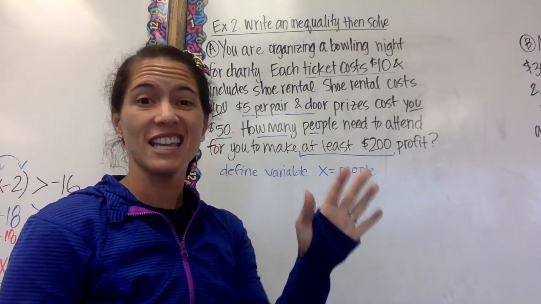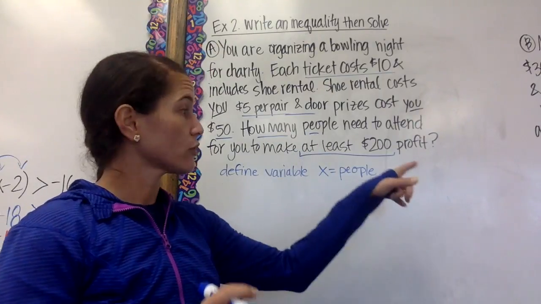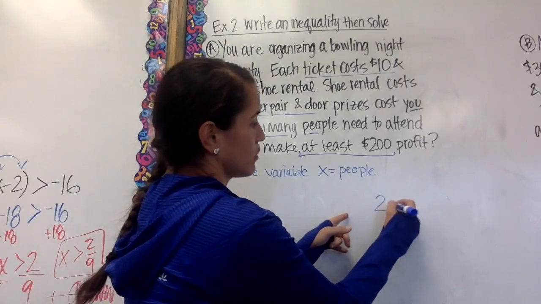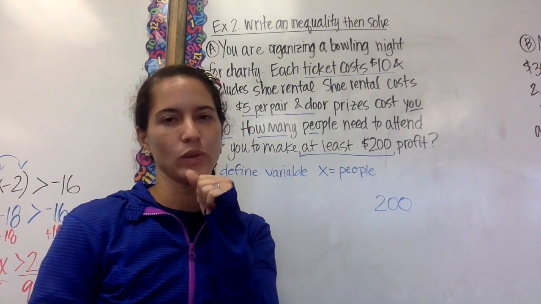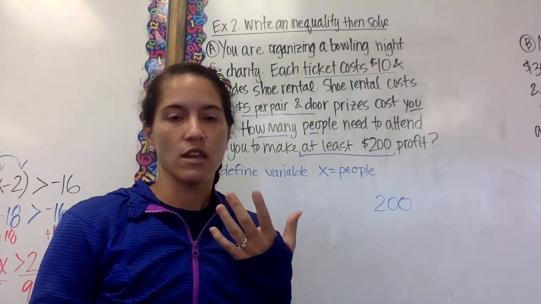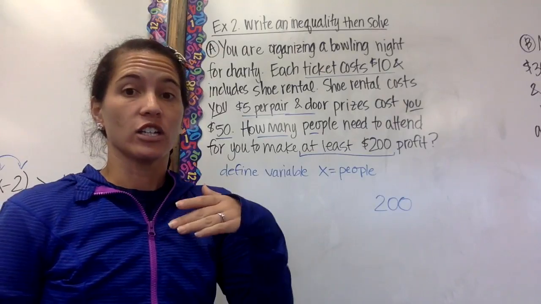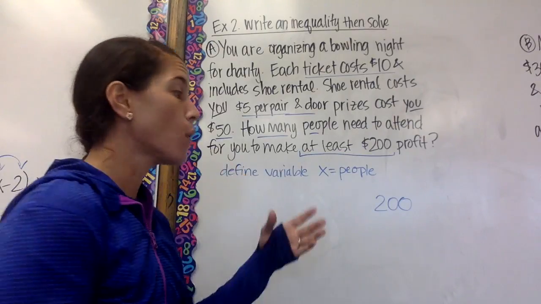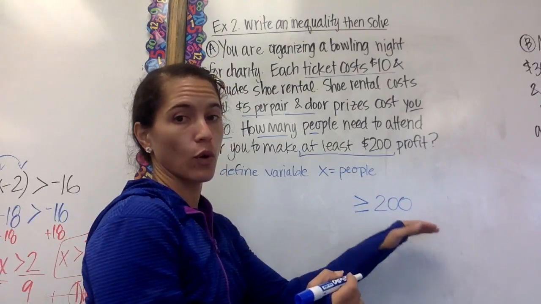Now, let's go to the end, the answer. What is the answer to our problem? $200 profit. That's what we're looking for. At least $200 profit. What inequality symbol would be at least? So think about it. At least $200 means you want to make $200 or more. So it would be greater than or equal to. We want to make $200 or more, at least.